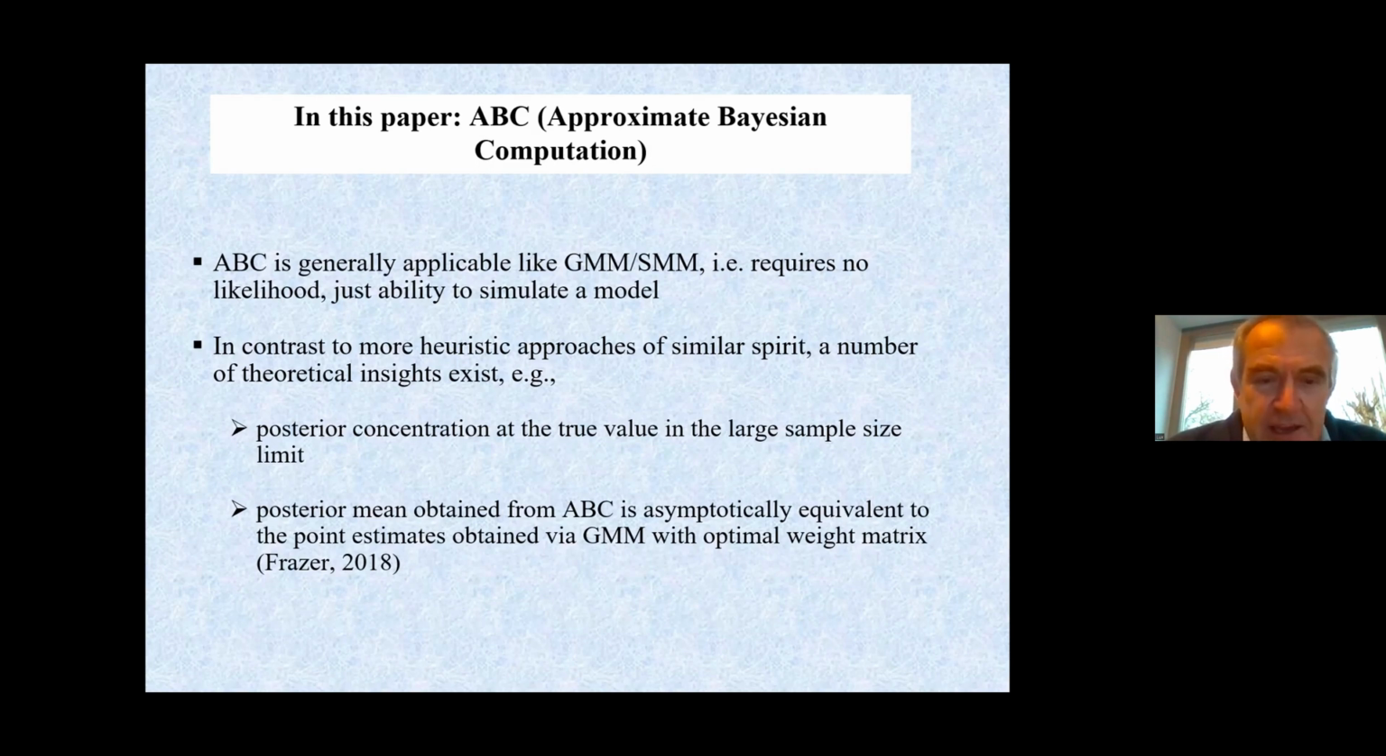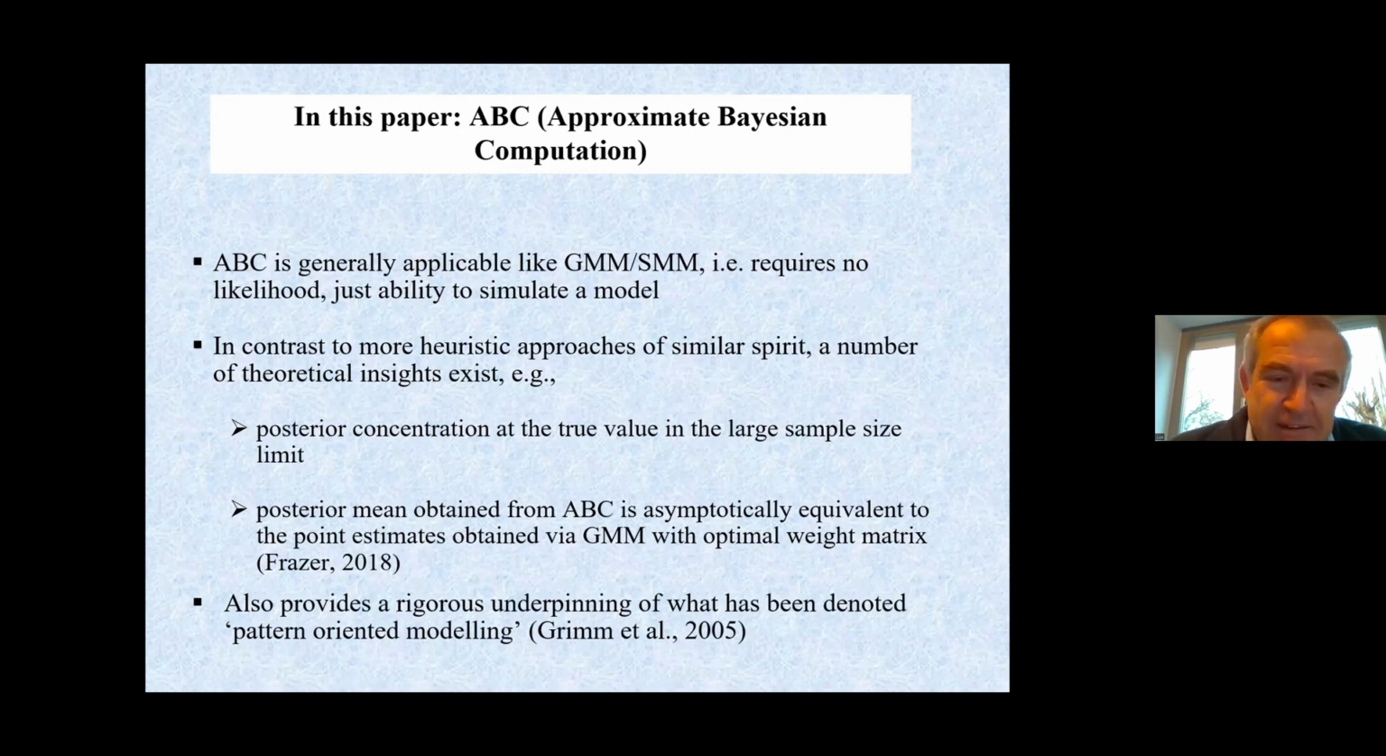And it has been shown that the posterior mean that you obtain from ABC is asymptotically equivalent to the point estimates that you obtain via GMM if you use the optimal weight matrix. So in a sense, it's superior to frequentist GMM because it is equivalent to the best you can get with a GMM approach.